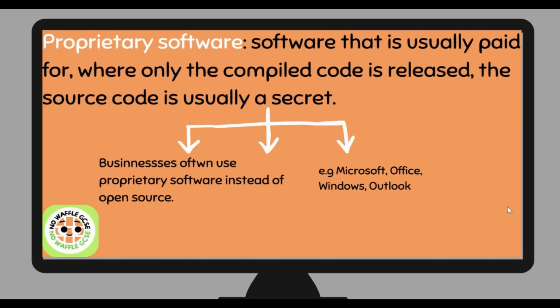Now, proprietary software is software that is usually paid for, where only the compiled code is released. The source code is normally kept a secret. This is most of the things like Microsoft Office, Windows, Outlook. We don't know the source code for these different applications. They keep it a secret, and they also make it profitable so that you must pay for the service. So, businesses often use proprietary software instead of open source.